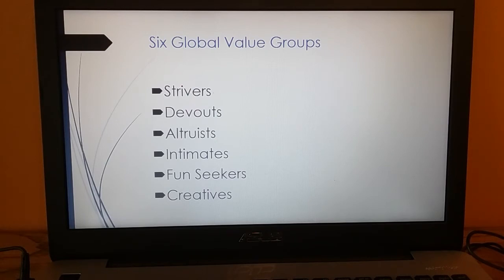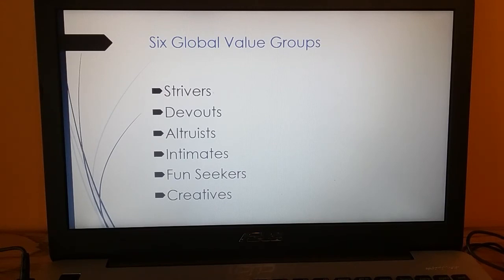The devouts are responsible, respectful, and conservative. The altruists are unselfish in their concern for others, society, and the future. The intimates focus on social relationships and families. The fun seekers are young in age and outlook, and they value adventure and good times. And creatives seek knowledge and insight and have a keen interest in books and new media.